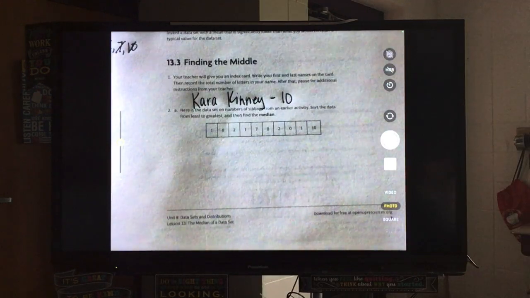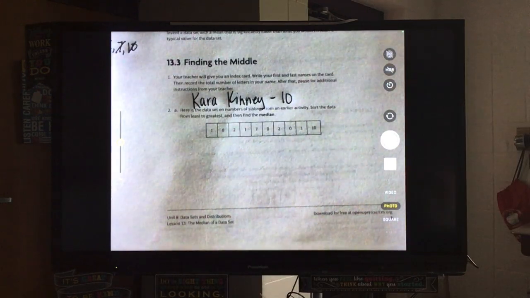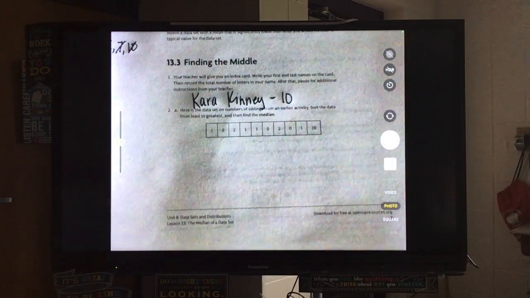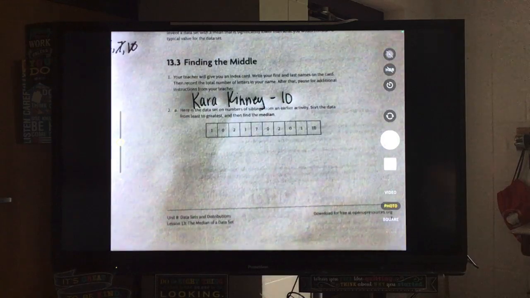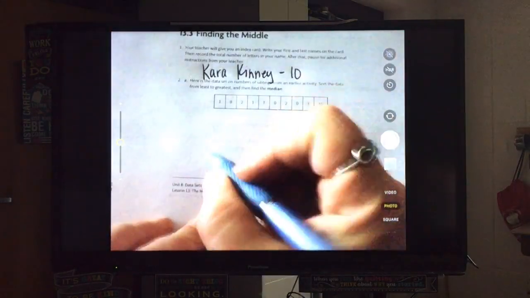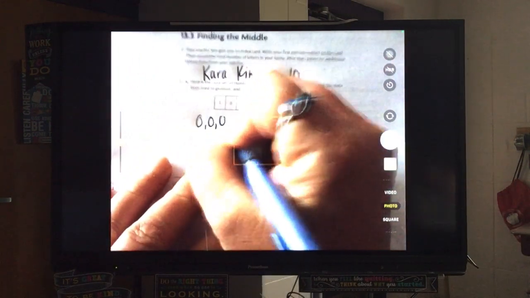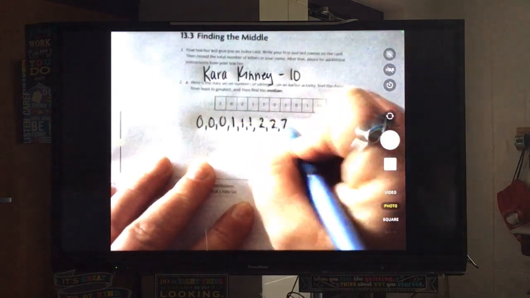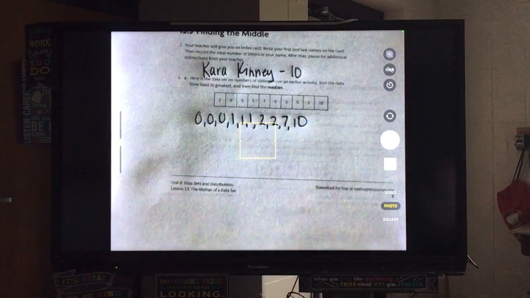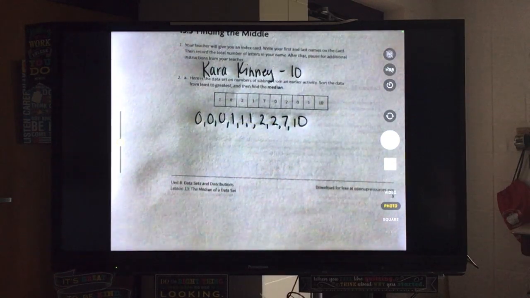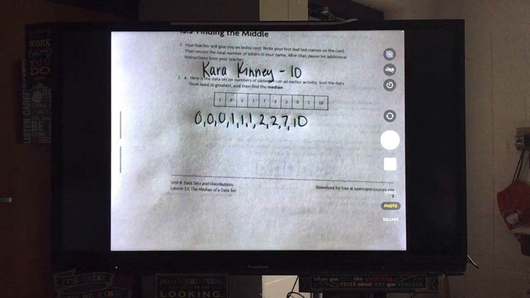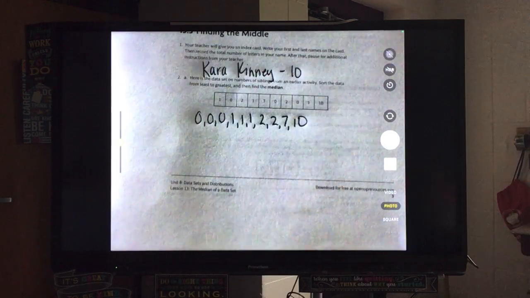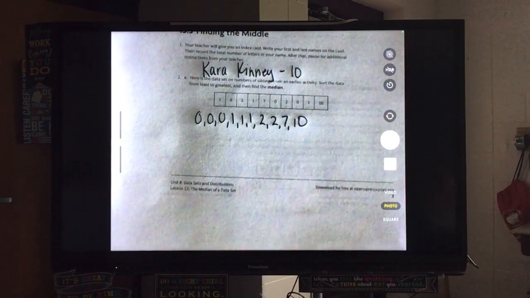All right, once you have that done, we're going to move on. So this is the data set that we just dealt with. It says sort the data from least to greatest, then find the median. Least to greatest, find the median, stand up when you have your median. If you're not sure how to find the median, make sure you have your foldable out from yesterday.